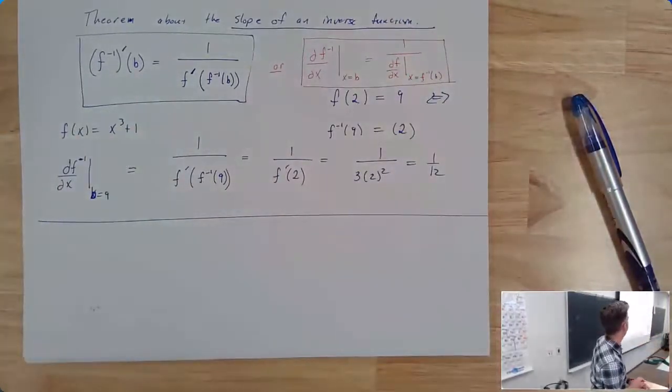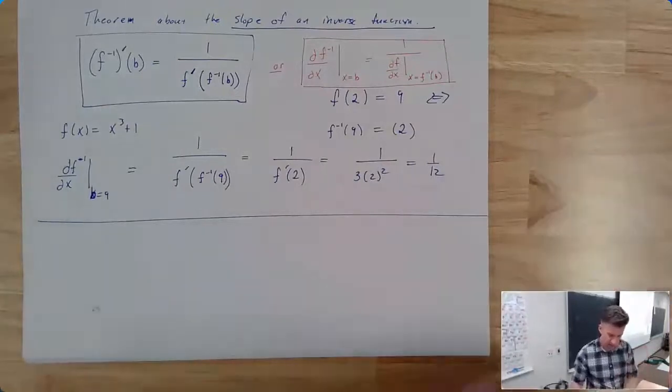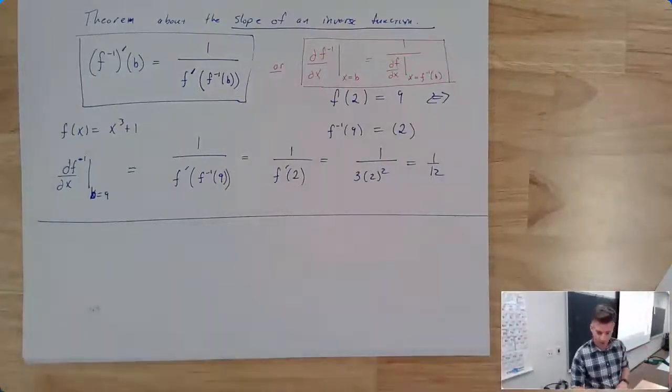To me, the hard part for this is always figuring out what the heck I'm plugging in. Finding the derivative of the function and then dividing by that, no big deal. But figuring out what number you're actually plugging into that inverse is always a little bit confusing, I feel like. So let's look at one example, maybe two examples, and then we'll move along.